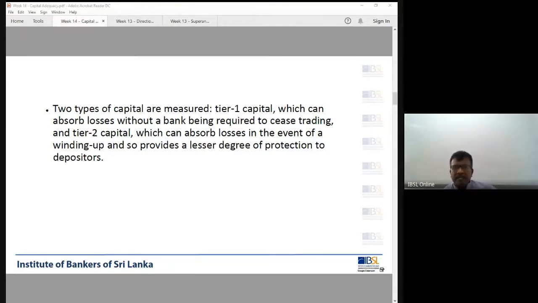Capital can be categorized into two. One is called core capital. The other is supplementary capital. A similar word for core capital is tier 1 capital. Core means the center, and supplementary means the peripheral, things around the core. Core will remain as long as the business will remain. We can just think like that.